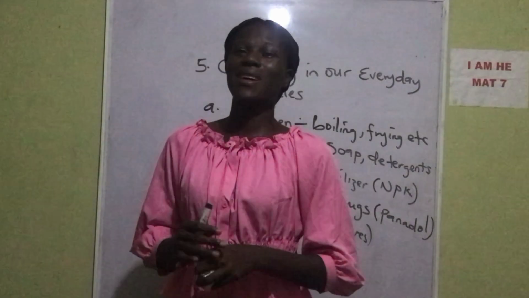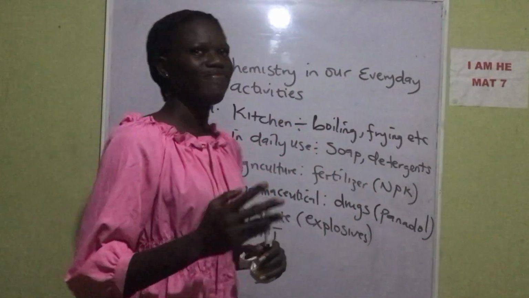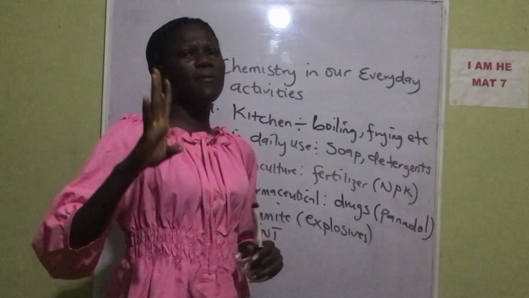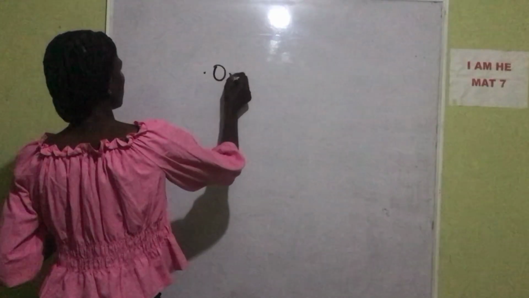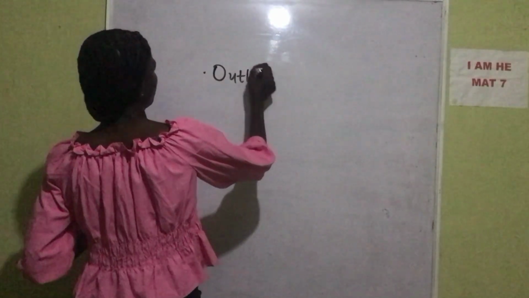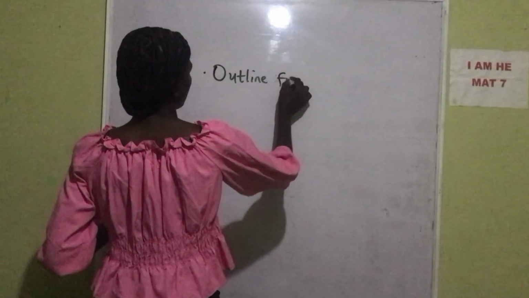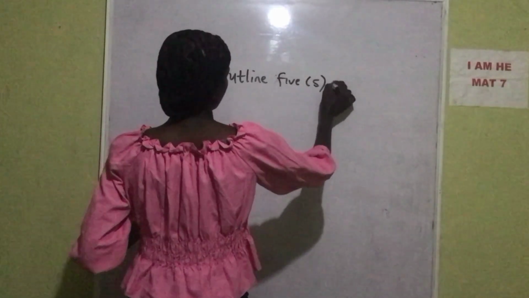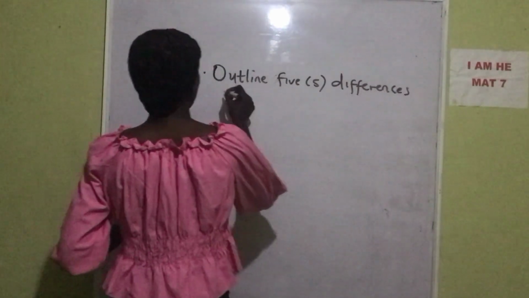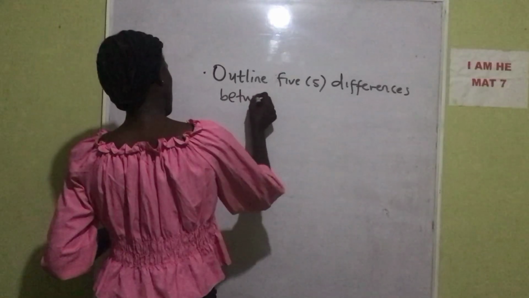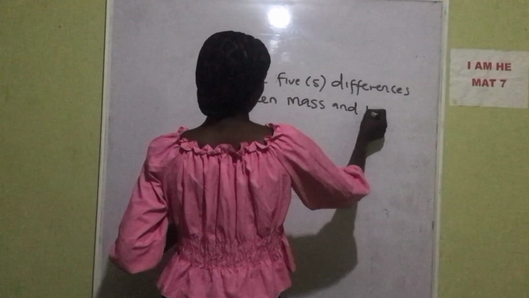Now this is your assignment. You're going to drop your answer in the comment section. Outline 5 differences between mass and weight.